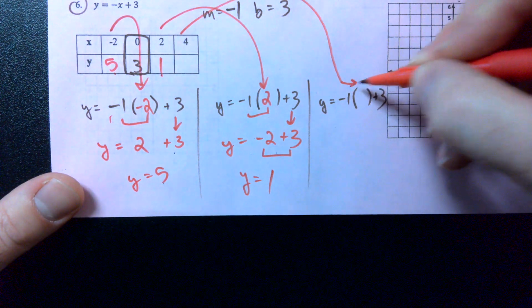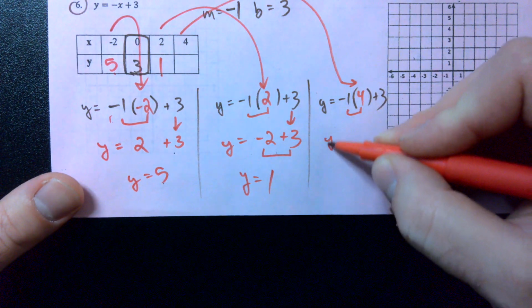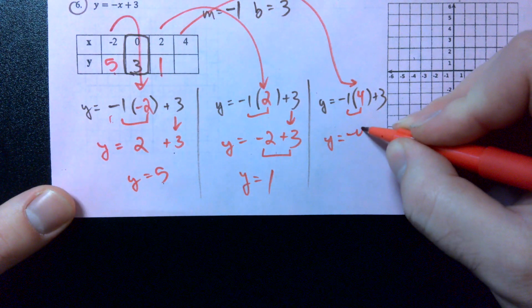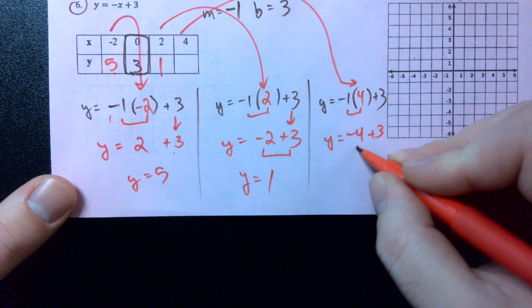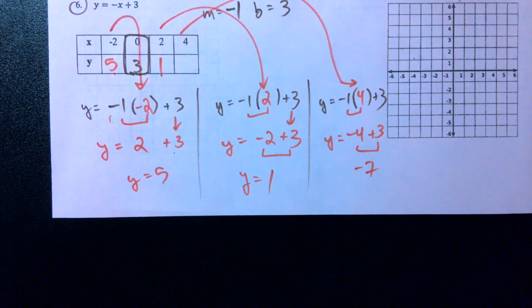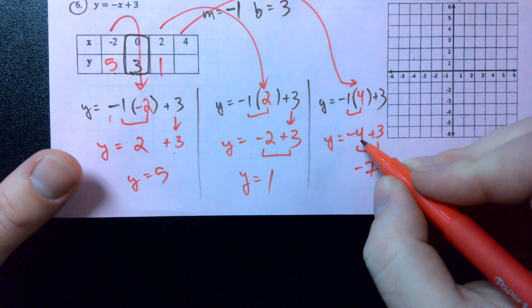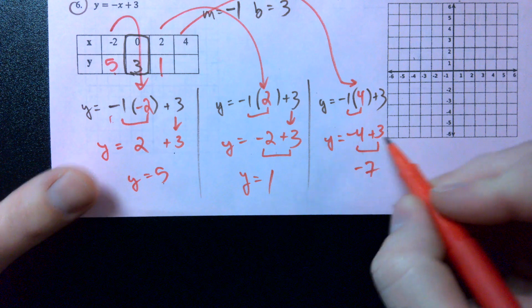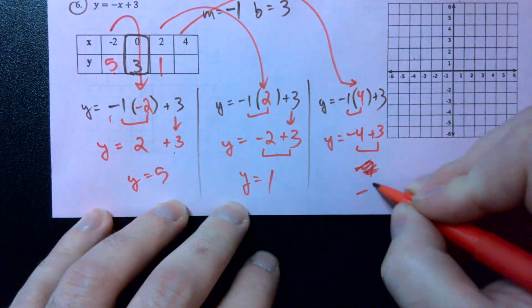Finally, I'll plug in 4. What's negative 1 times 4? Negative 4. And negative 4 plus 3 gives me negative 7, right? No? I thought 4 and 3 make 7. Yes, it does. Positive 3. 4 and 3 make 7, but this is a negative 4, right? Yeah. So what's negative 4 and 3? Negative 1.